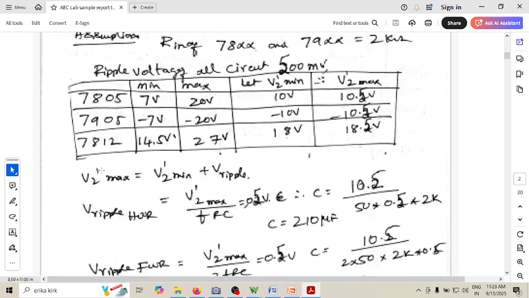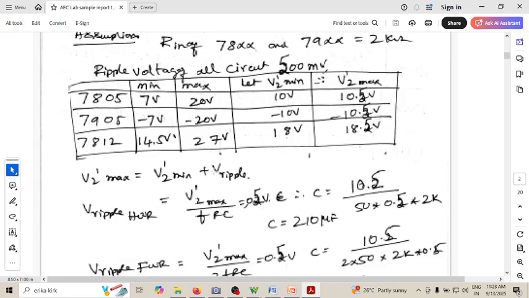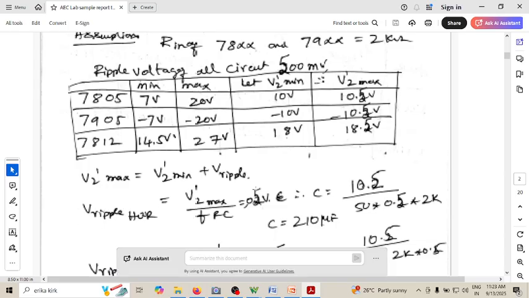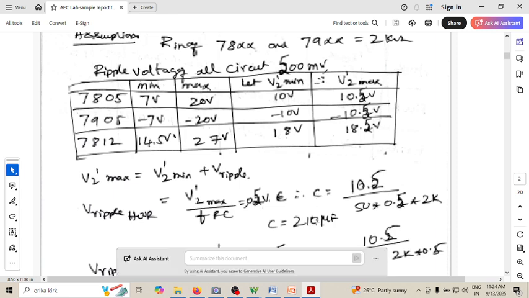So V2 dash max is V2 dash minimum plus the ripple voltage, and from that you can find the value of C. Assuming a ripple voltage of 0.5 volts, V2 dash max is known to be 10.5. You know the frequency, you know the value of R as 2 kilo ohm. So when you find the value of C, it comes out to be 210 microfarad.